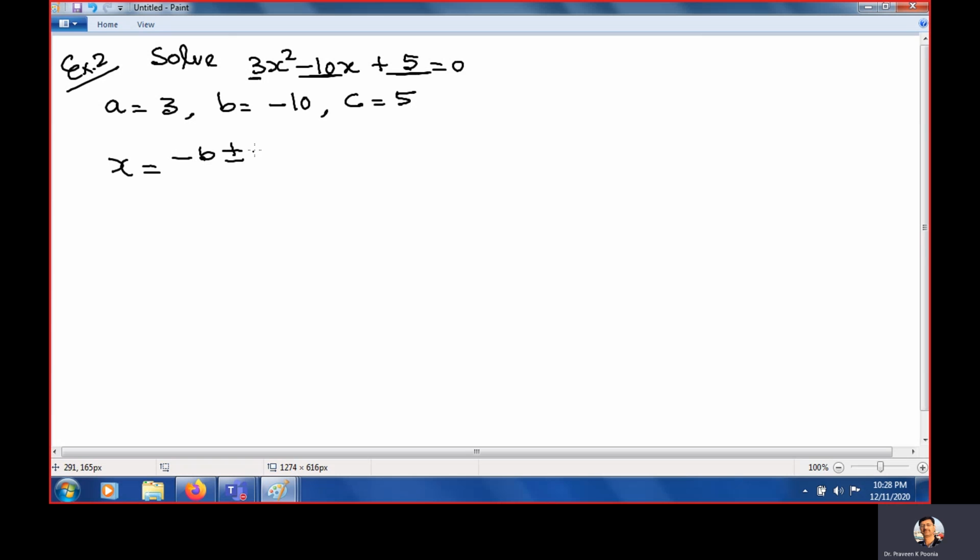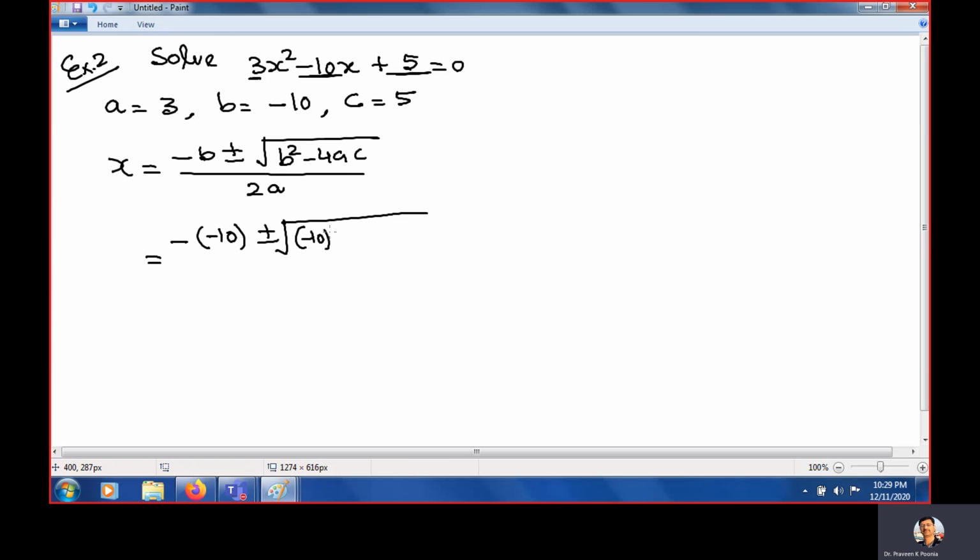Minus b plus minus square root b power 2 minus 4ac upon 2a. So minus b plus minus, oh sorry, we need to put values. What is the value of b? Minus 10 plus minus 10 whole square minus 4 into a is 3 and c is 5 upon 2 into 3.